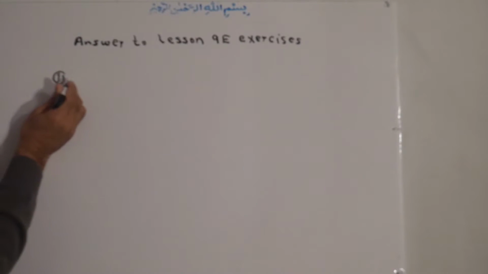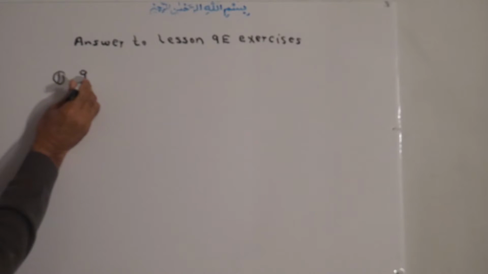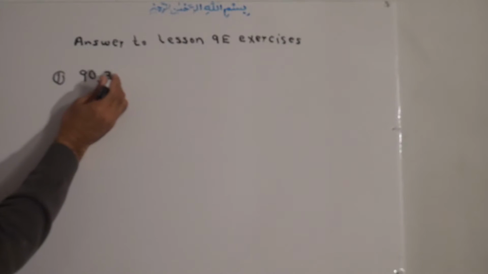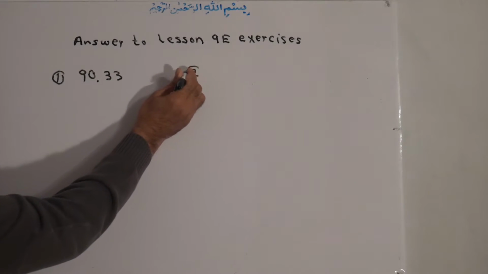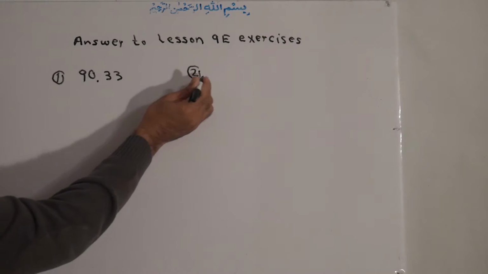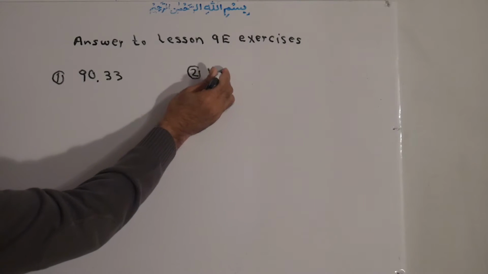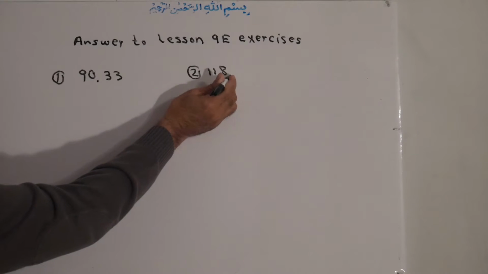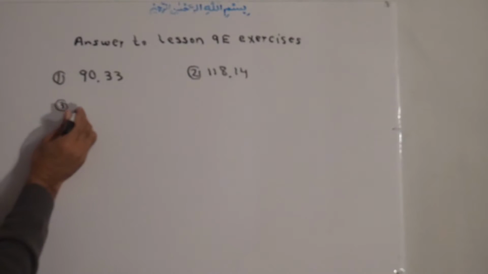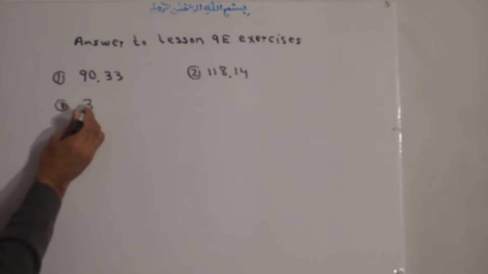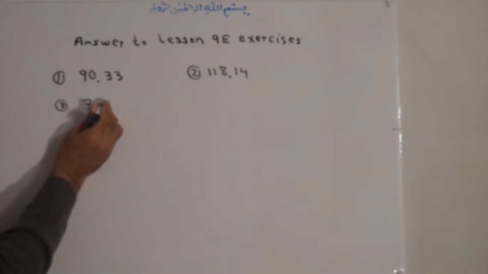Number 1, 90.33. Number 2, 118.14. Number 3, 3.89.